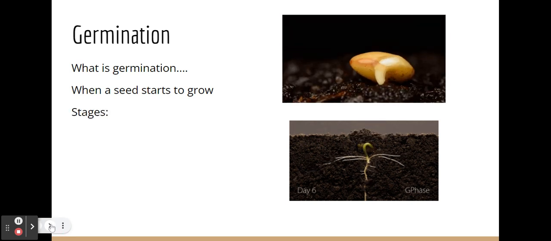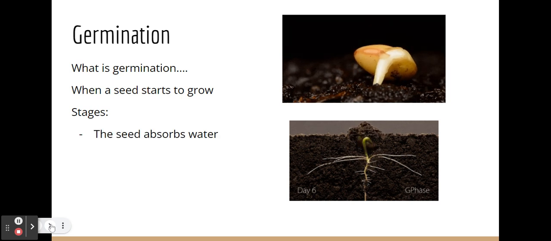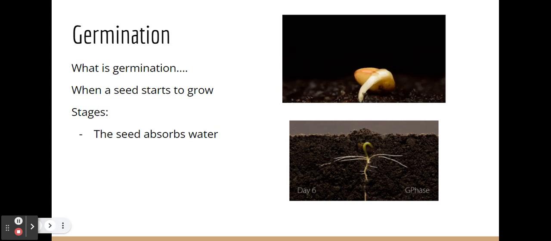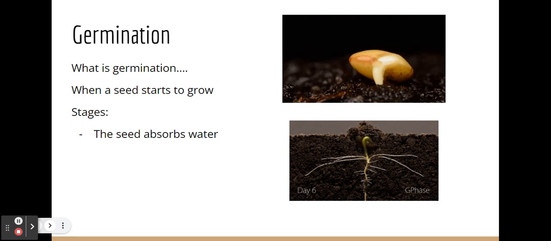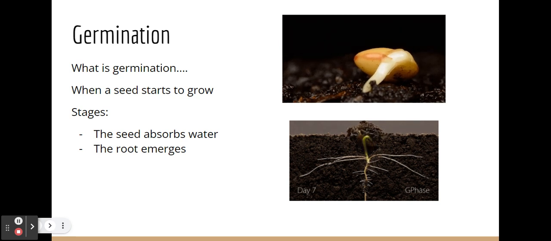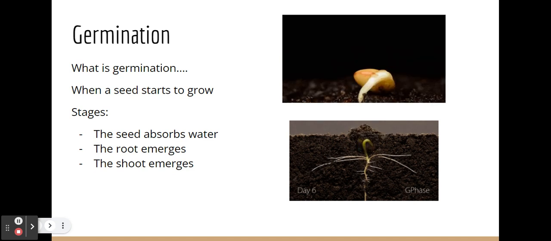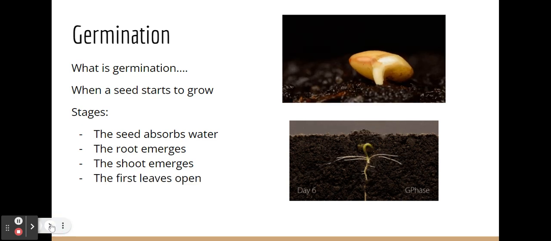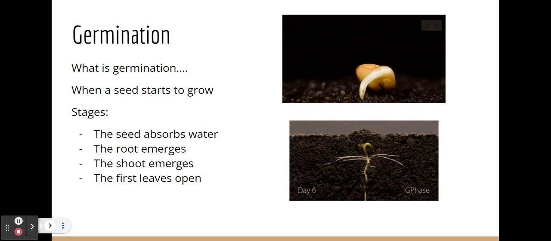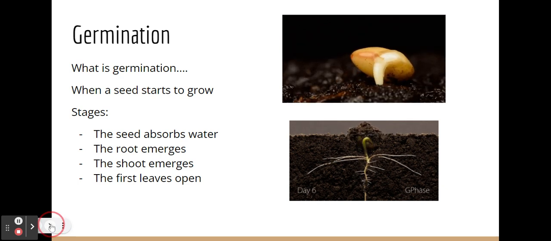There are some stages to it. To begin with, the seed absorbs water. This allows the embryo in the cell to swell up and start cell division. Then the root is going to emerge. You can see that in the top picture there, the root beginning to emerge from the bottom of the seed. Following that, the shoot starts to emerge from the top. That's the green part in the image below. Finally, the first leaves are going to open up above the soil. So in a nutshell, that is what happens in germination.